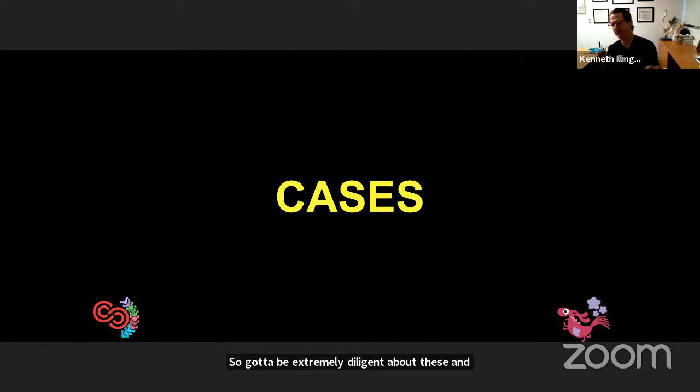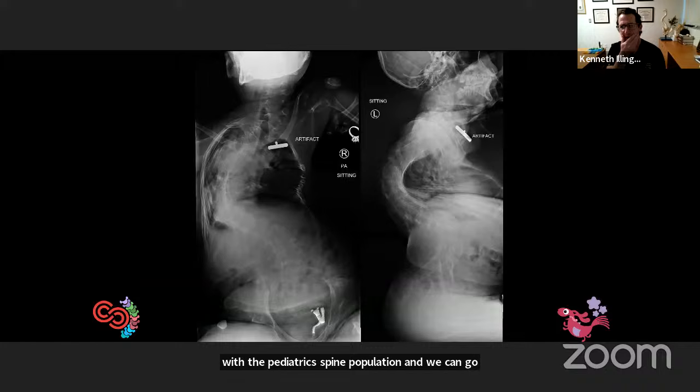Okay, that's kind of the nuts and bolts. And now I have just a series of what I consider some of my favorite cases that I've ever done in terms of dealing with the pediatric spine population. And we can go through some of these. So this is a kid, a 15-year-old male with spinal muscular atrophy type 2.